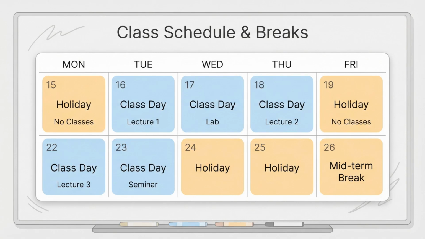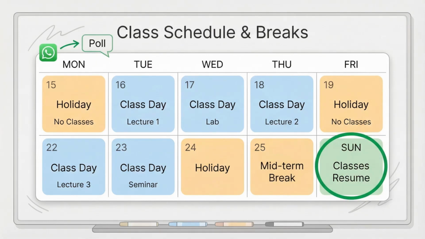There's also a brief but important administrative moment in the session. The instructor discusses upcoming class days and breaks. The plan is to have one more class day, then give students a short holiday break, after which classes resume from Sunday. The instructor even mentions creating a WhatsApp poll to get students' input on the schedule. The instructor is actively involving students in deciding when to reconvene after the break. A WhatsApp poll is proposed, so the majority can weigh in. Communication and flexibility are part of how this learning environment operates.